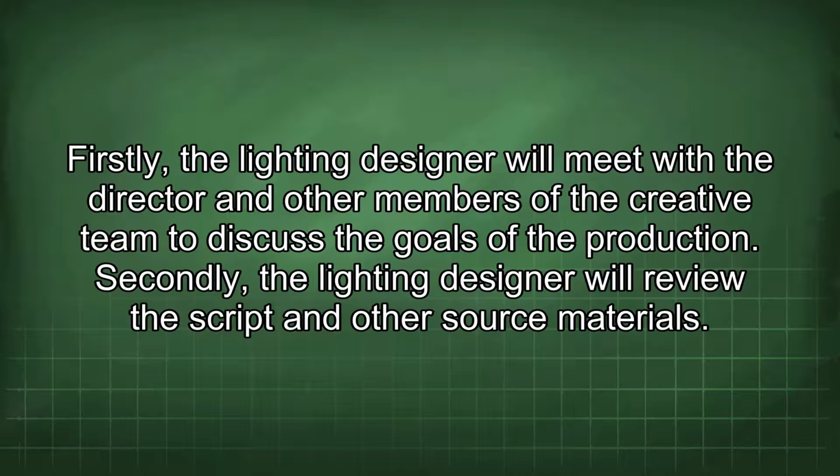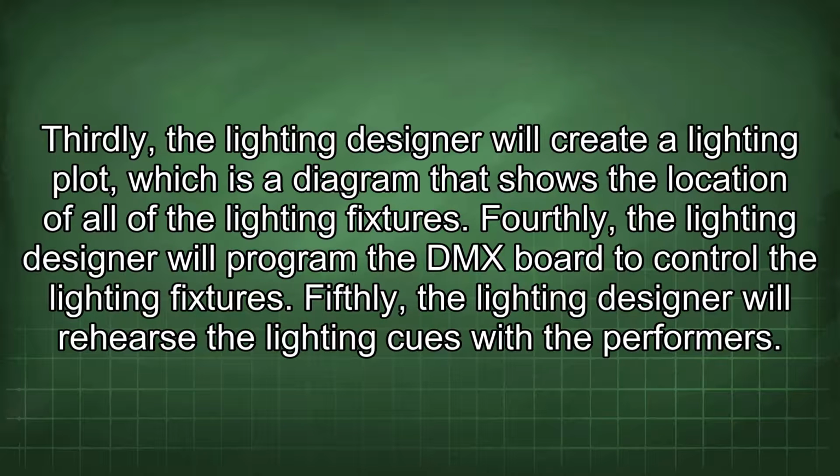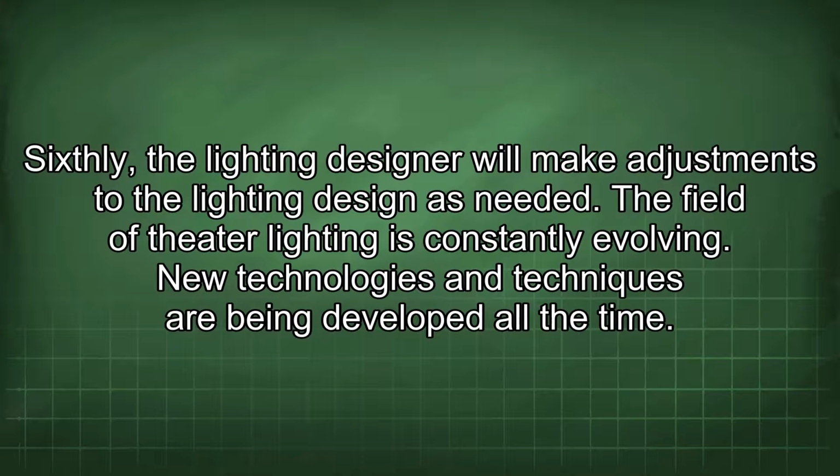Firstly, the lighting designer will meet with the director and other members of the creative team to discuss the goals of the production. Secondly, the lighting designer will review the script and other source materials. Thirdly, the lighting designer will create a lighting plot, which is the diagram that shows the location of all of the lighting fixtures. Fourthly, the lighting designer will program the DMX board to control the lighting fixtures. Fifthly, the lighting designer will rehearse the lighting cues with the performers. Sixthly, the lighting designer will make adjustments to the lighting design as needed.